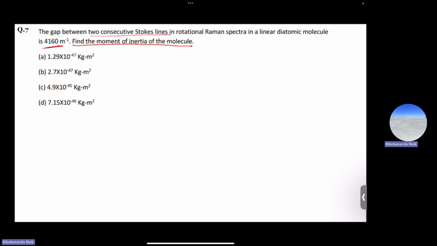So again, this question is pretty much similar to the previous one. In the previous question we needed to find out the difference between the two lines. But since we know the difference between the two lines, and the expression for B contains the moment of inertia, from that value we can calculate the moment of inertia of the molecule. So I'll give you 2 minutes to try this question and then we will discuss.